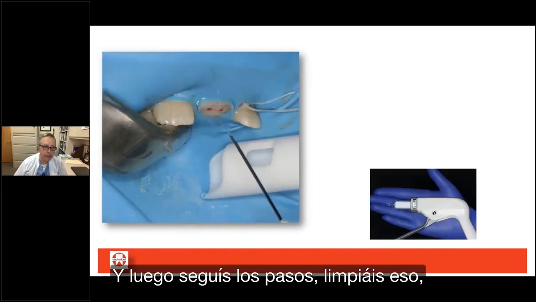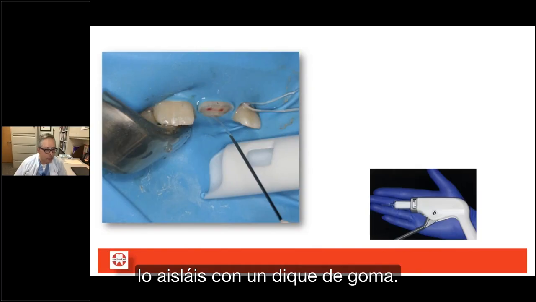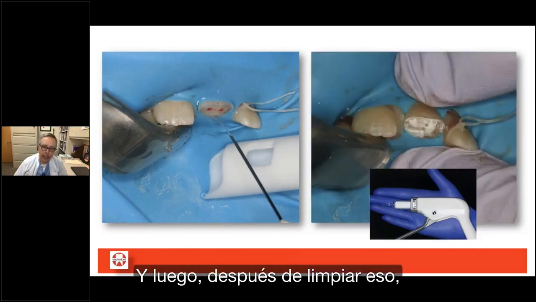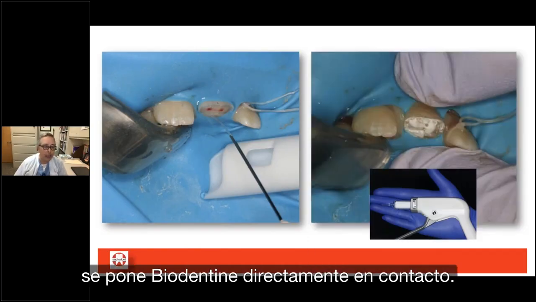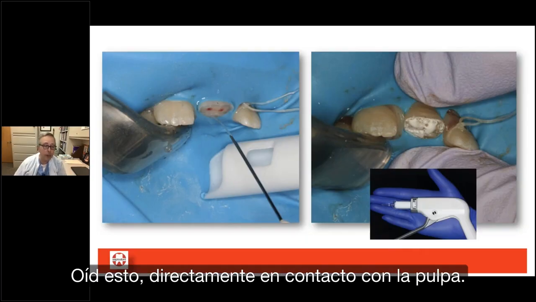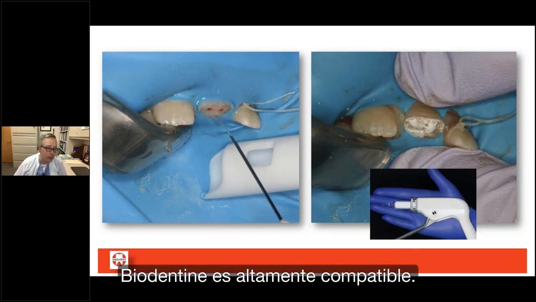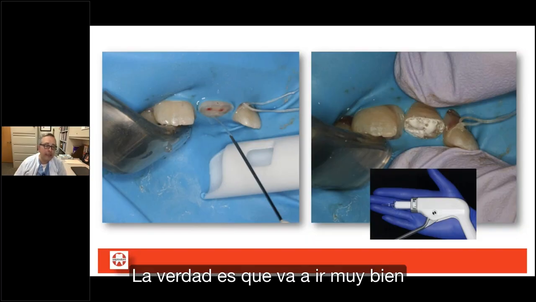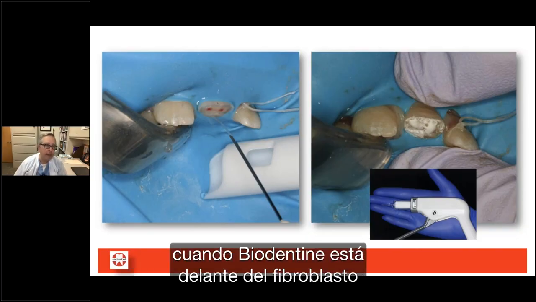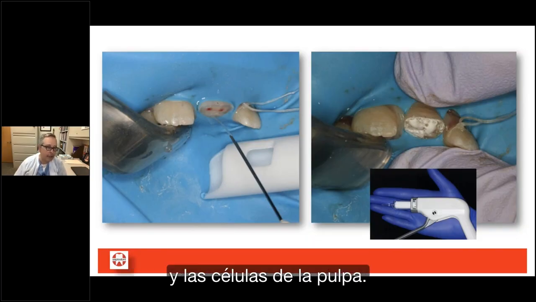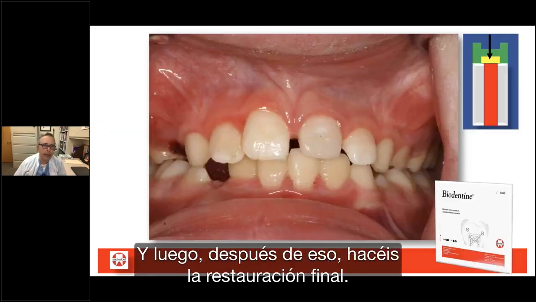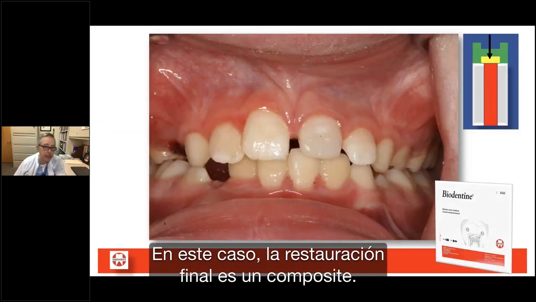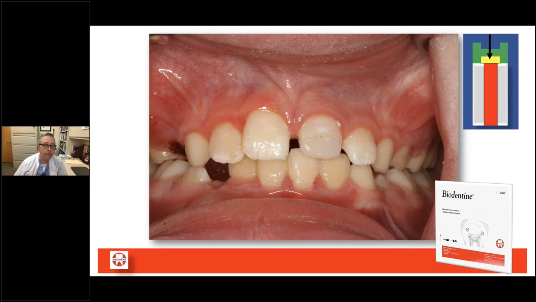And then you follow the steps, you clean that, you isolate using a rubber dam. And then after you clean that, you put Biodentine directly in contact. Listen to this, directly in contact with the pulp. Biodentine is highly compatible. Actually, it's going to do extremely well when Biodentine is in front of the fibroblasts and the cells of the pulp. And then after that, you do your final restoration. In this case, the final restoration is a composite. So that will be the direct pulp cap.